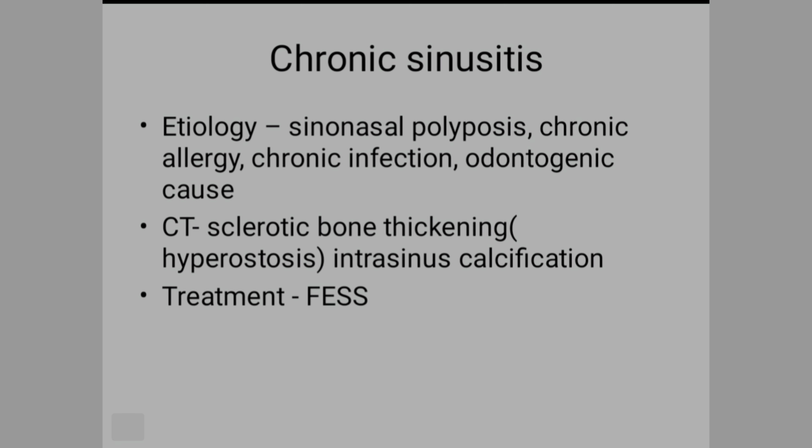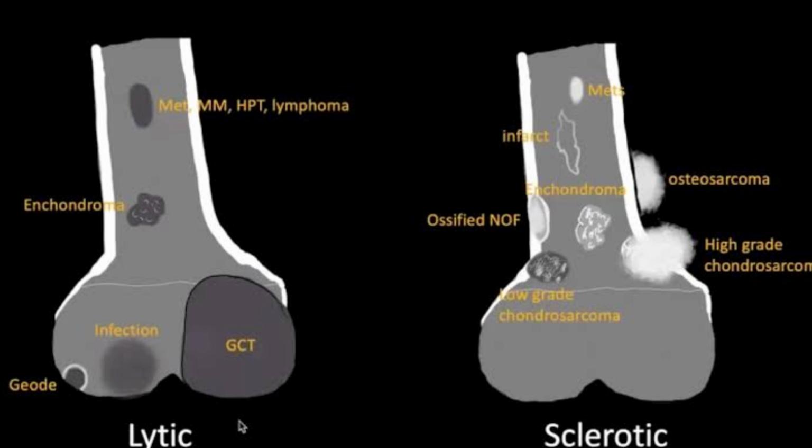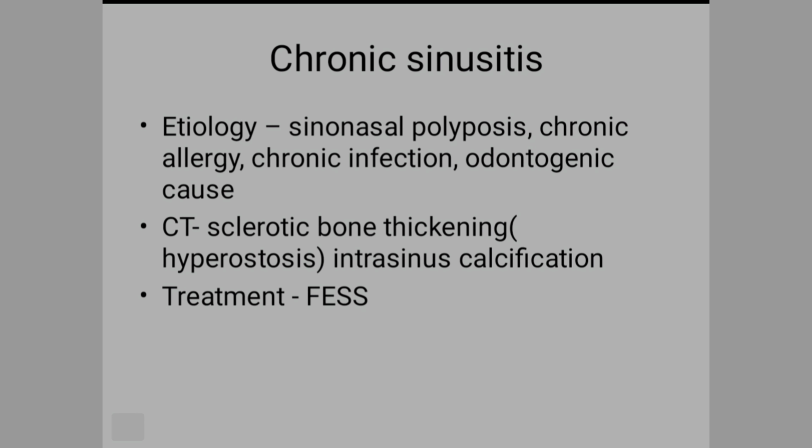The common major causes of chronic sinusitis are: 1. Sinonasal polyposis. 2. Chronic allergy. 3. Odontogenic cause. How to diagnose it? Coarse sclerotic bone thickening like hyperostosis, and intrasinus calcification. Finally, the treatment is functional endoscopic sinus surgery.